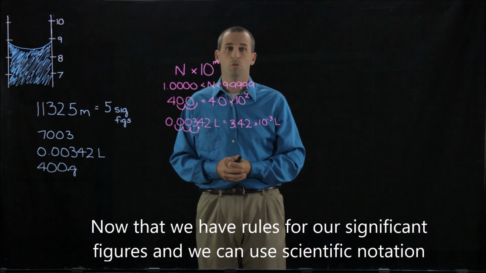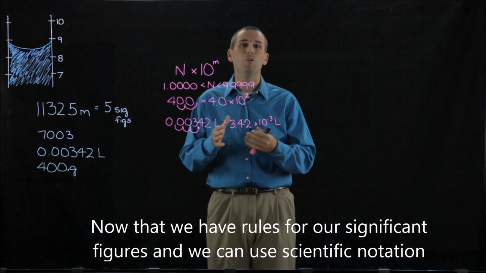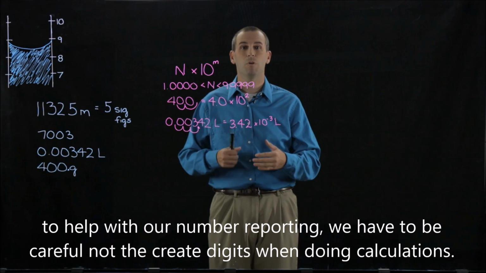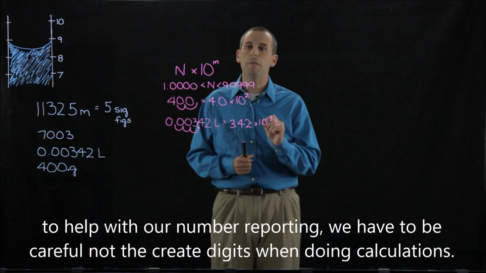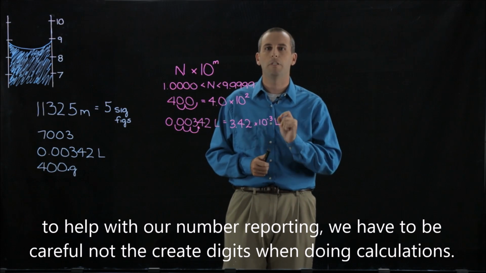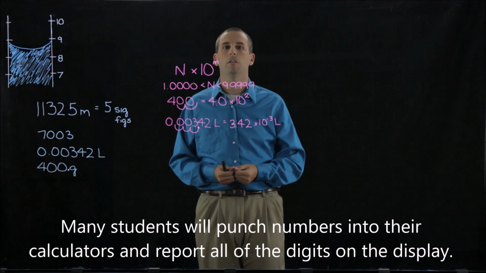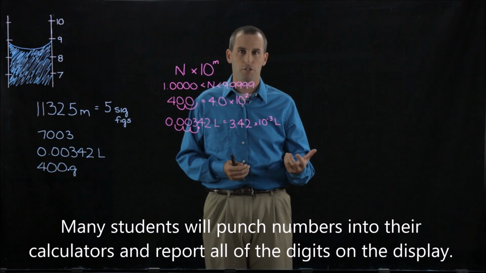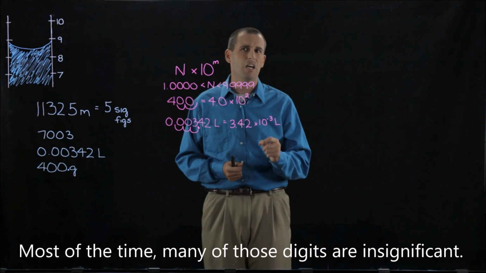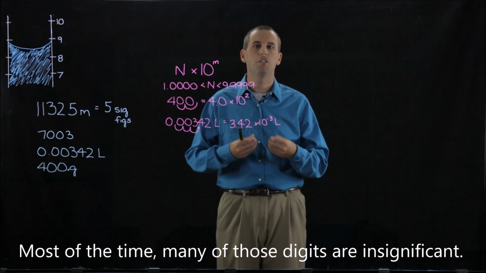Now that we have our rules for significant figures, and we can use scientific notation to help us out with our number reporting, we have to be careful not to create digits when doing calculations. Many students will punch numbers into their calculators and report all of the digits on the display. Most of the time, many of those digits are insignificant.